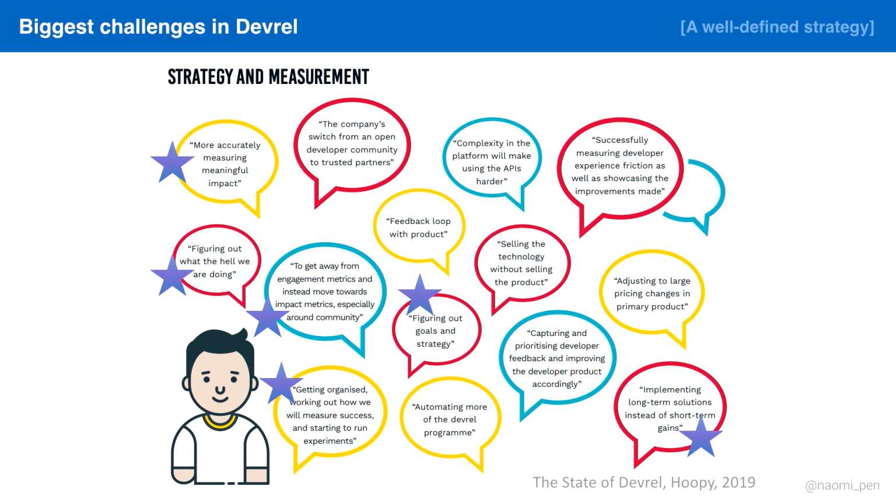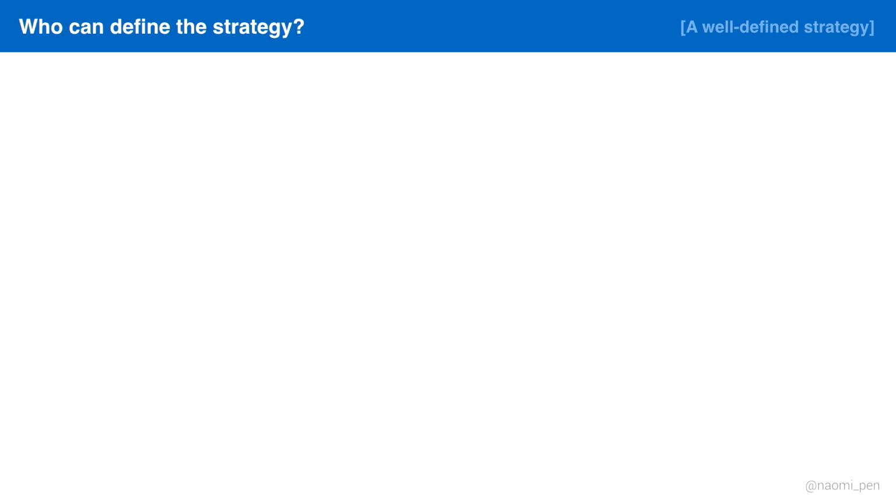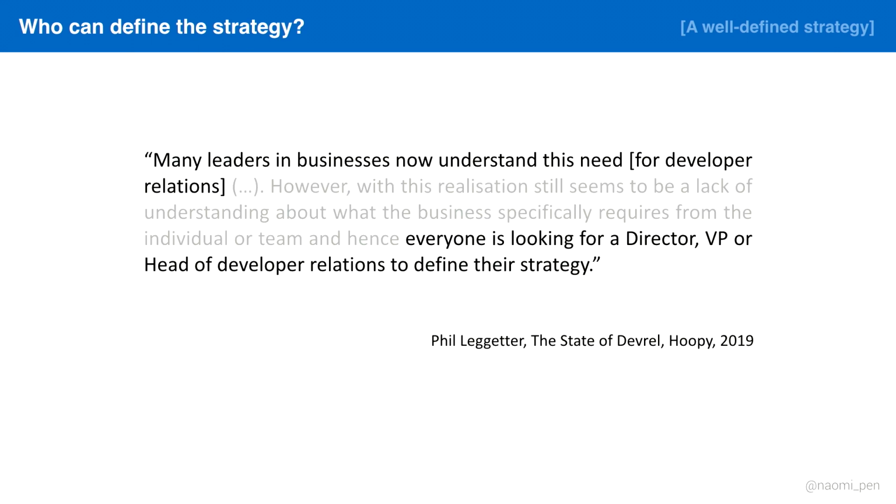But this wasn't the only bit where strategy was mentioned in this report. So in Phil Legate's opening, he spoke about who defines a strategy. And what he says is, many leaders and businesses now understand the need for developer relations. However, there still seems to be a lack of understanding with what the business actually needs from an individual or a DevRel team. And everyone seems to be looking for a director, VP, or head of developer relations to define the strategy.